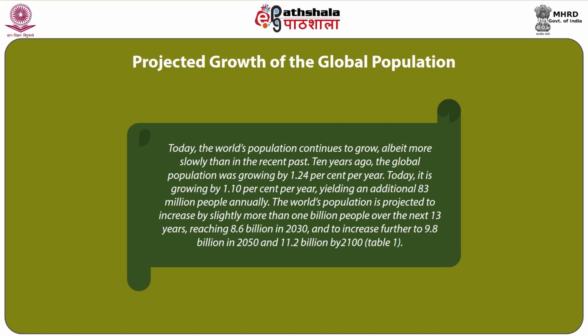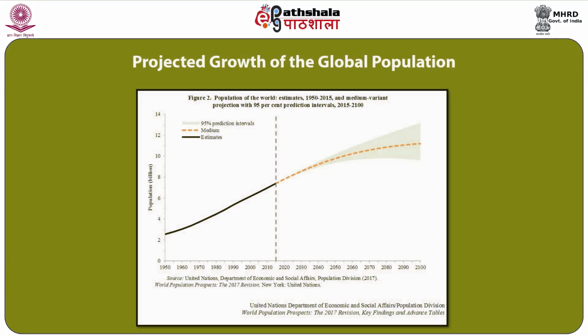The world's population is projected to increase by slightly more than 1 billion people over the next 13 years, reaching 8.6 billion by 2030, and it is further expected to increase to 9.8 billion by 2050 and as high as 11.2 billion population by 2100 as presented in the table. It shows the growth of population at a global level, how acceleration is taking place, and also how it varies across different regions in the world.